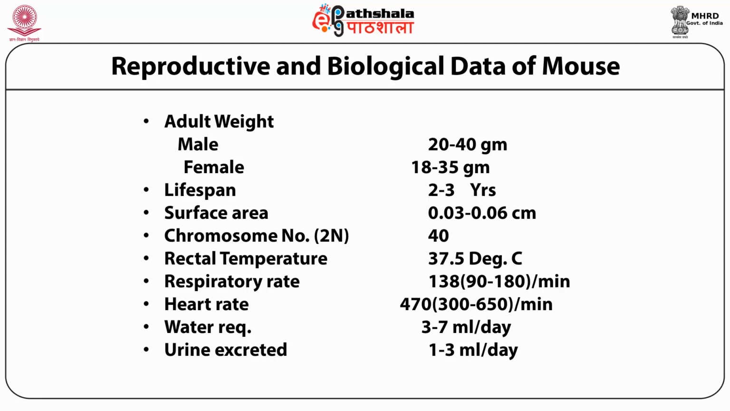The heart rate is 470 per minute. It is comparatively higher when you compare to human beings. As you know, in human beings the heart rate is 72 to 80, and you can see the heart rate is so high in the mouse model. And the water a mouse will drink is 3 to 7 ml per day, and the urine excreted will be not more than 1 to 3 ml per day.